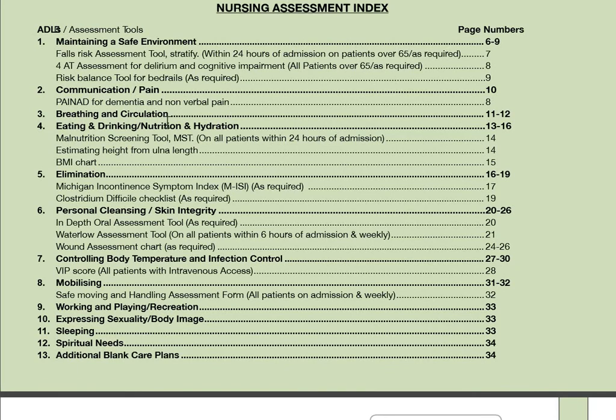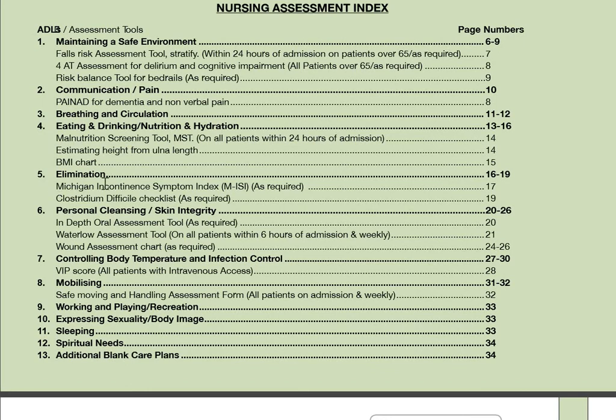ADL 3 is breathing and circulation. ADL 4 is eating and drinking, or nutrition and hydration, and within that we have the malnutrition screening tool, the MST, and this needs to be completed on all patients within 24 hours of admission. We have the estimating height from ulnar length chart and the BMI chart.